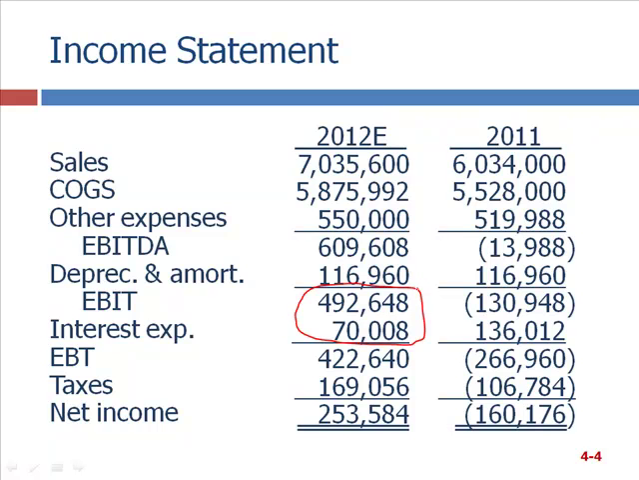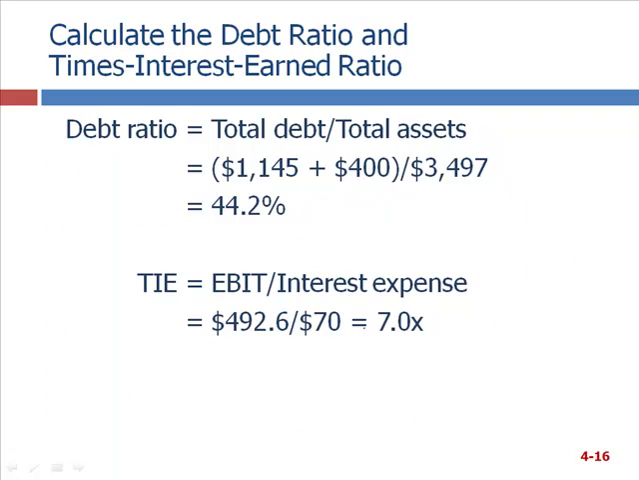If you look at this, you'll see there's about $70,000 in interest expense and a little over $490,000 in operating income, which can be used to pay the interest expense. So doing the division, you can see that for every dollar of interest expense you've got about $7 of operating income, EBIT, to pay that. And you'd certainly want this to be higher rather than lower. You don't want to just barely scrape by. You don't want to have just barely enough to pay the interest expense. You want to have considerably more than that.